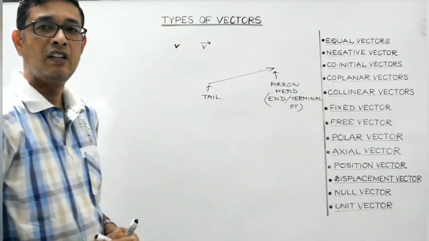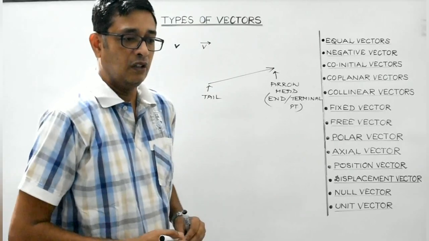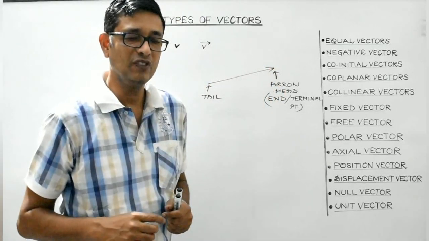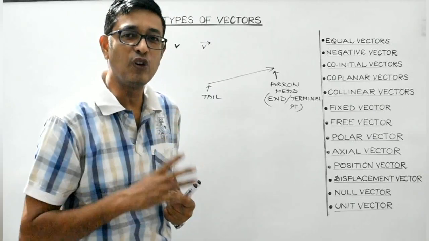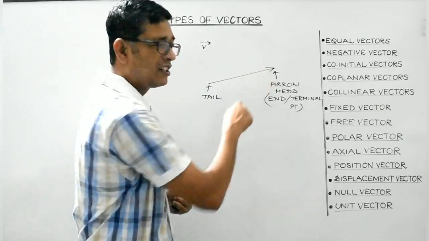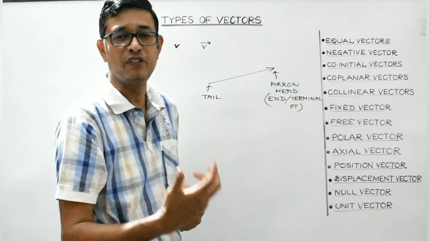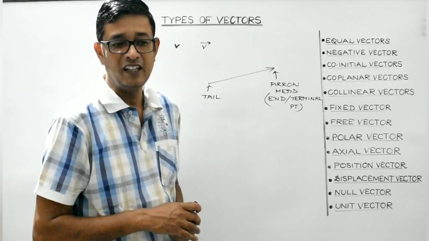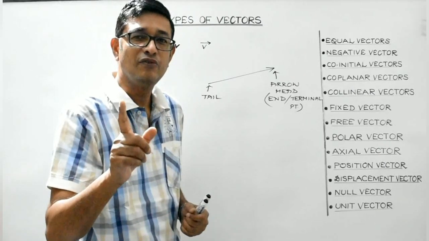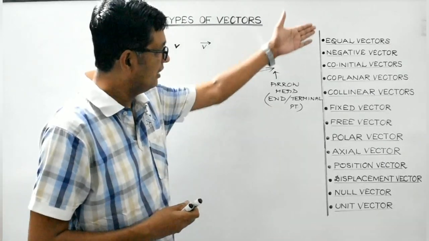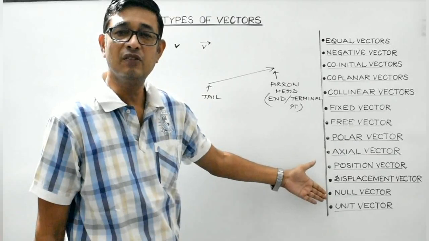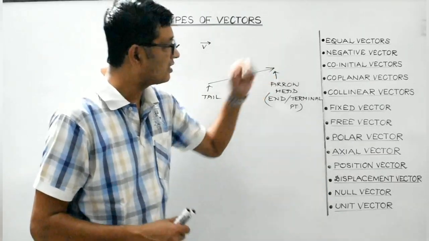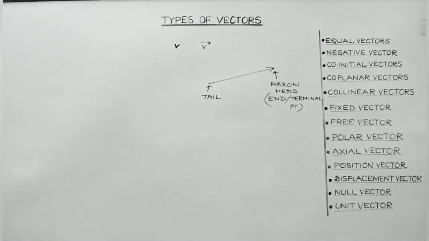Right, students? And normally, while representing vectors, the length of the arrow represents the magnitude of the physical quantity under consideration, and the arrowhead represents the direction of the physical quantity which it represents in the normal scenario, right? So anyways, let's start with the types of vectors. These are the different types of vectors which we will be discussing in this particular session, right? Let's start with equal vectors.